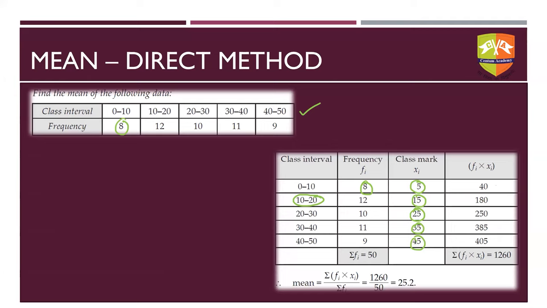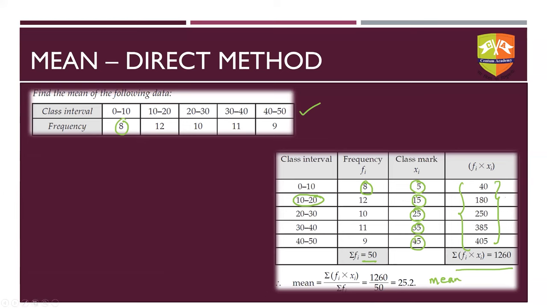Here is where lots of mistakes will happen. Calculation errors will take place, and you have to be careful about that. Then sum all. That is what is called summation Fi Xi. And sum all the frequencies also, divide, and you get the mean. So this is the process.